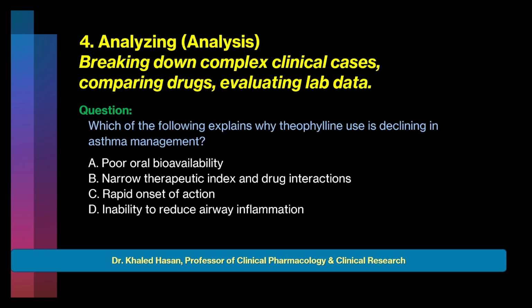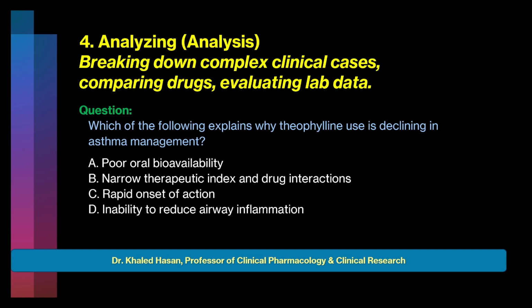Moving to level number 4, analyzing or analysis. Here we need to break down complex clinical cases, compare drugs, and evaluate lab data. The question here: which of the following explains why theophylline use is declining in asthma management? Why is theophylline declining in asthma management? A. Poor oral bioavailability. B. Narrow therapeutic index and drug interactions. C. Rapid onset of action. Or D. Inability to reduce airway inflammation.